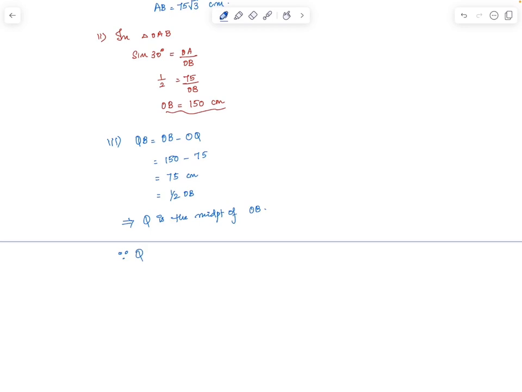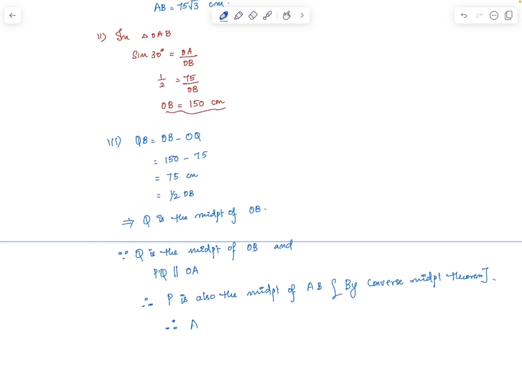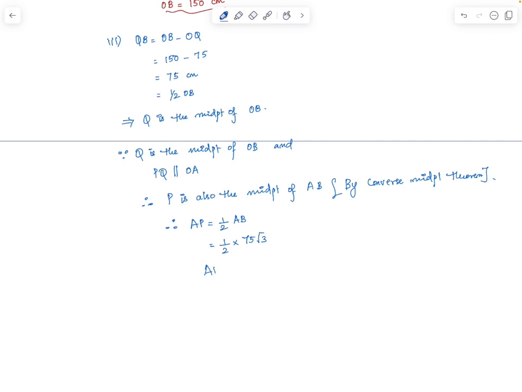This is nothing but half times OB, which implies that Q is the midpoint of OB. Since Q is the midpoint of OB and PQ is parallel to OA, therefore P is also the midpoint of AB. This is by the converse midpoint theorem. Therefore, AP is half times AB. AB we have got from the first subdivision, which is 75 root 3. So AP is 75 root 3 upon 2 centimeters.